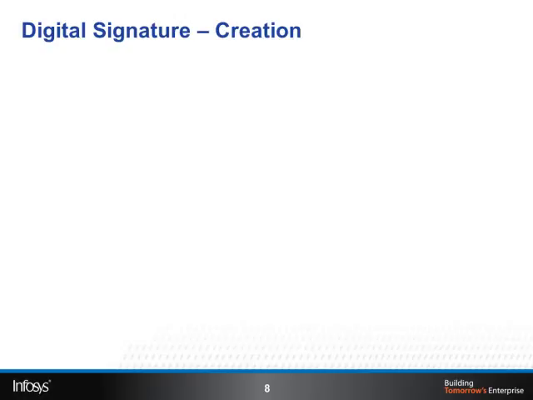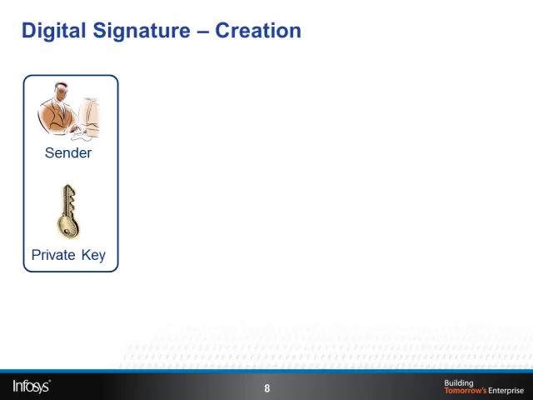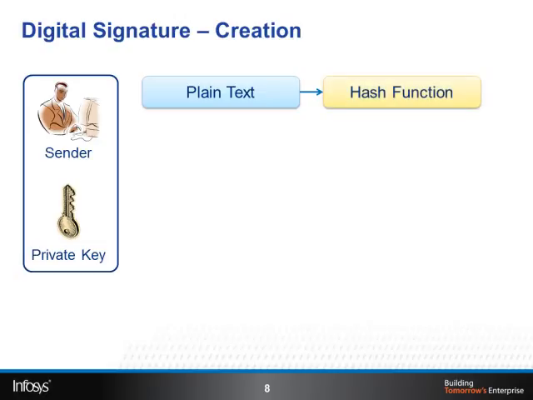Let us first understand the process of creation of digital signature. To create a digital signature, the sender of an e-document applies a hash function to the content of the document that generates a unique hash result called as message digest or fingerprint of the document.